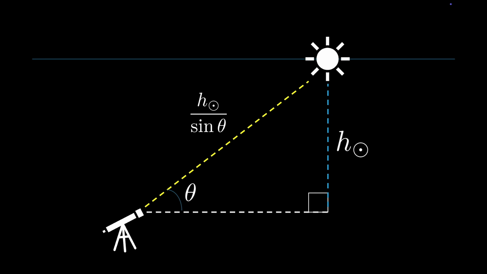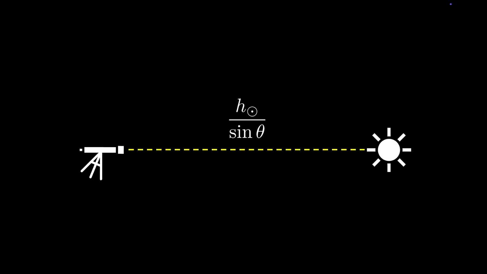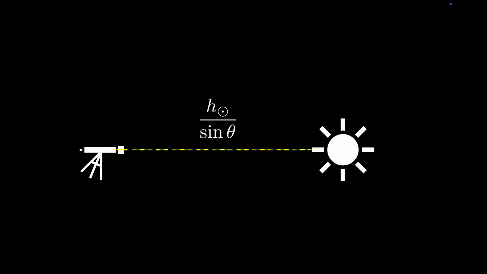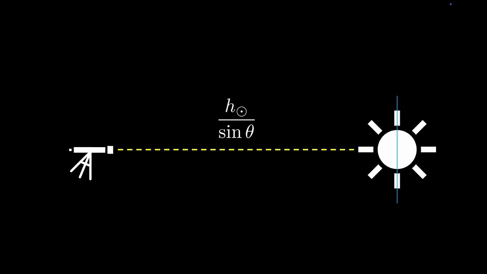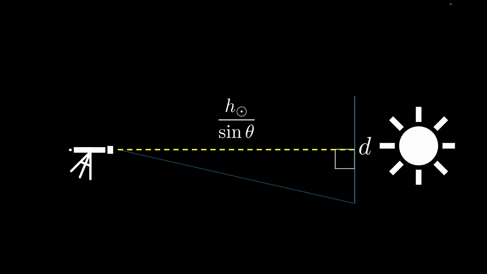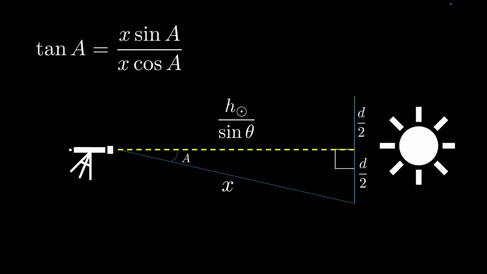Now, how do we go from this to the size of the sun? Well, we know that as the sun gets closer, it should appear larger, and as it gets farther, it will appear smaller. If we call the size of the sun d, it forms another right triangle with the telescope, with one leg being d divided by 2. The angular size is the opening angle of this triangle, A. If we call the hypotenuse here x, we can use the tangent relation, tangent of A equals x sine A divided by x cosine A.